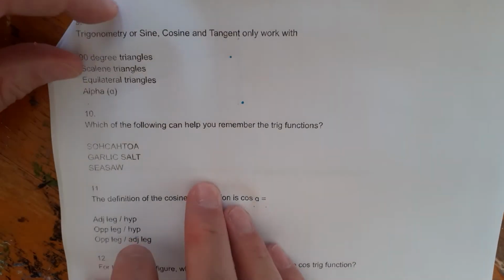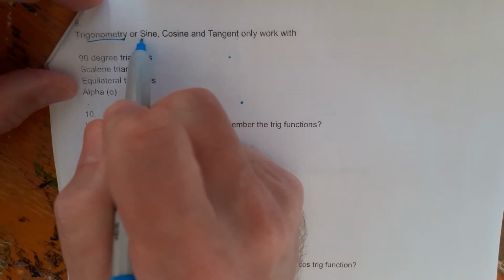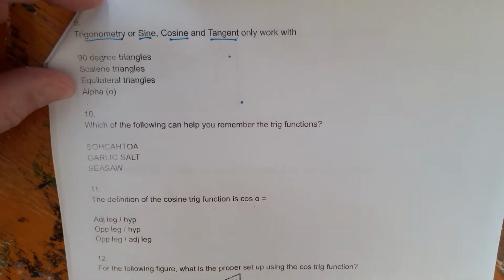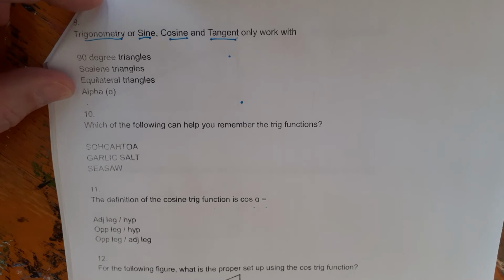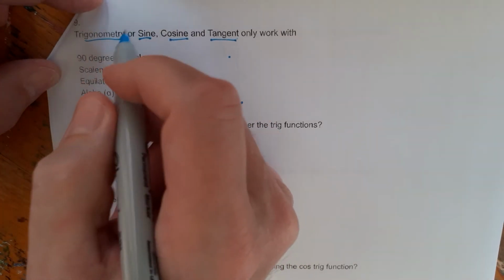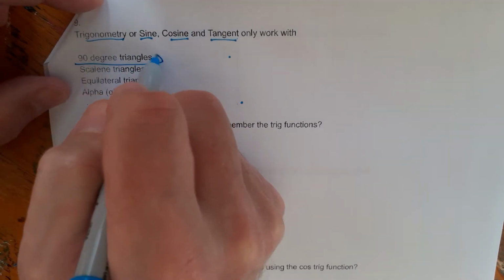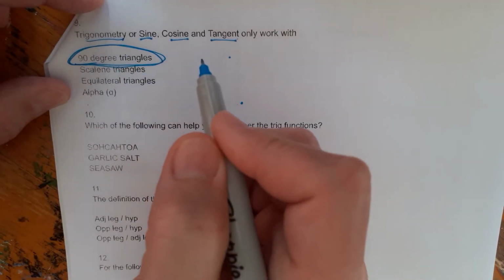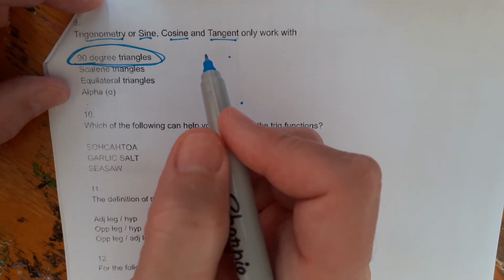Here we're focusing on the fact that mainly trigonometry, the sine, cosine, and tangent functions, all deal with 90-degree triangles. Everybody say sine, cosine, and tangent. They want us to just say, hey, all these triangles are right triangles.